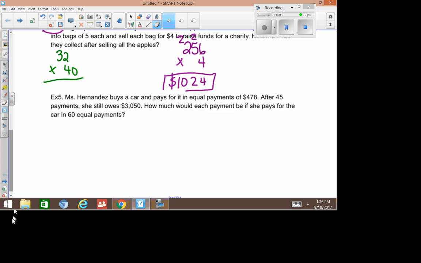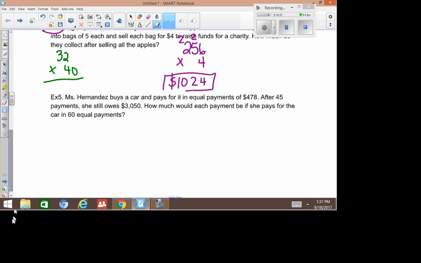Miss Hernandez has a car that is worth an equal payment of $472. After 45 payments, she still owes $3,050. That's okay, that's a comma. How much for each payment if she pays for the car in 60 equal payments?